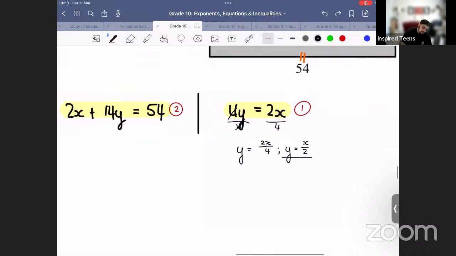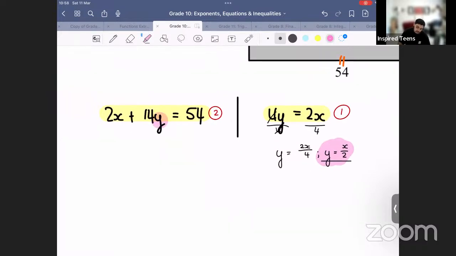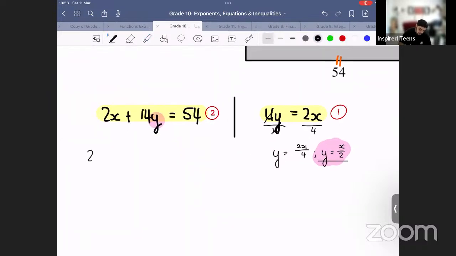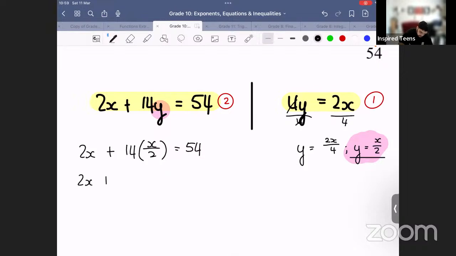So now I have a value for y. Now, wherever I see y, I will substitute x over 2. So I'll say 2x plus 14 times x over 2 is equal to 54. Now I have a single unknown, which is just x, and a single equation, so I can solve for x, right? So I can say 2x plus.